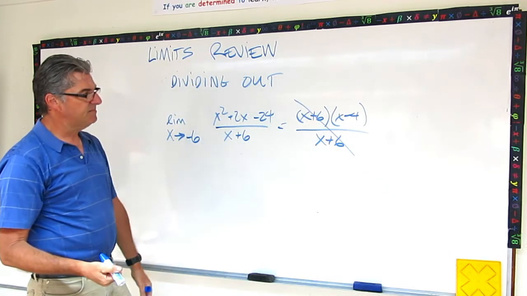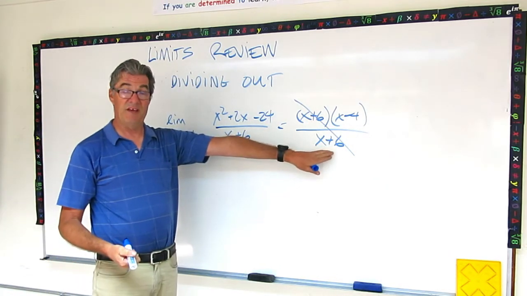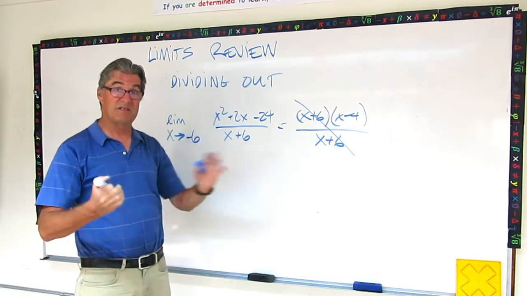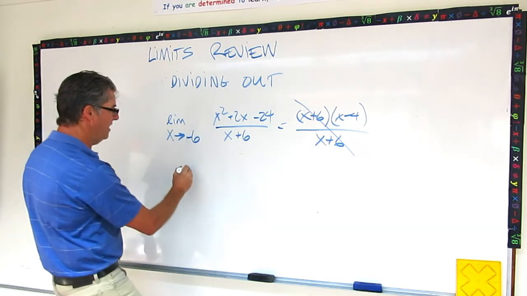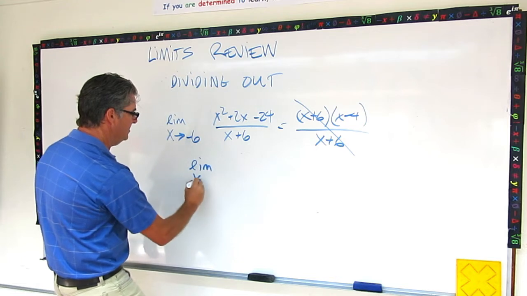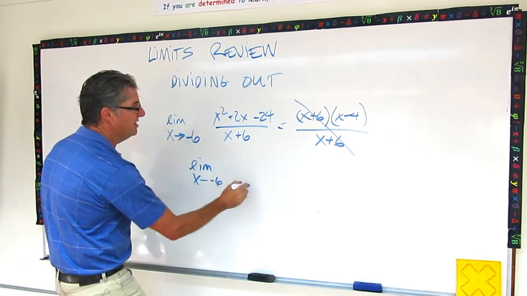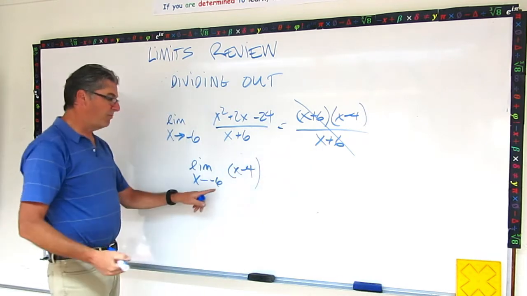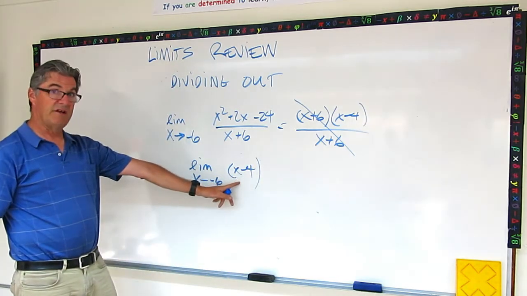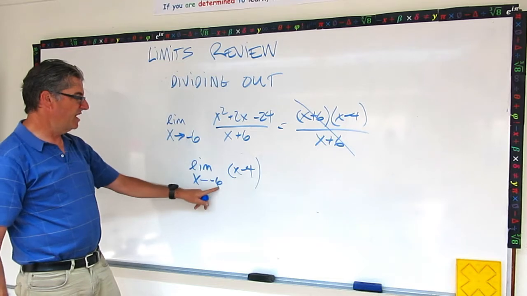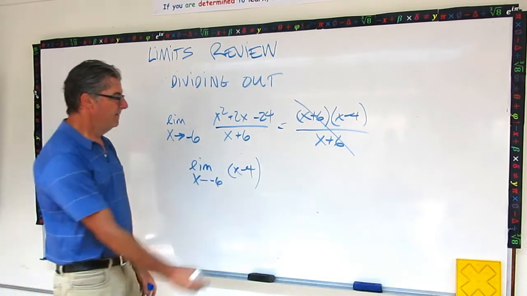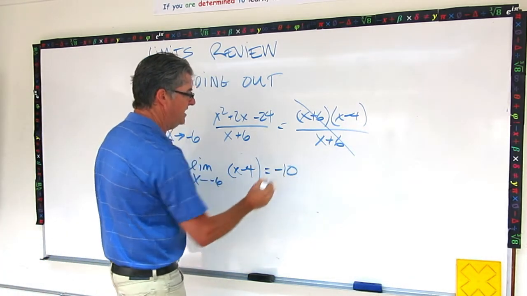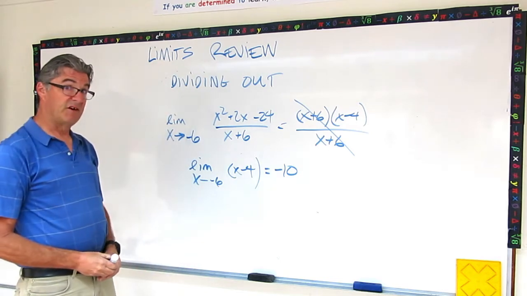So I get rid of my x plus 6, I get rid of the annoying thing on the bottom that goes to 0 that stops me from evaluating the limit, and now I can write the limit as x approaches negative 6 of this new expression x minus 4. Now I can just plug negative 6 in for x. I don't get a divide by 0 problem, and so I have negative 6 minus 4, that's going to be negative 10. So that's my limit for this function.